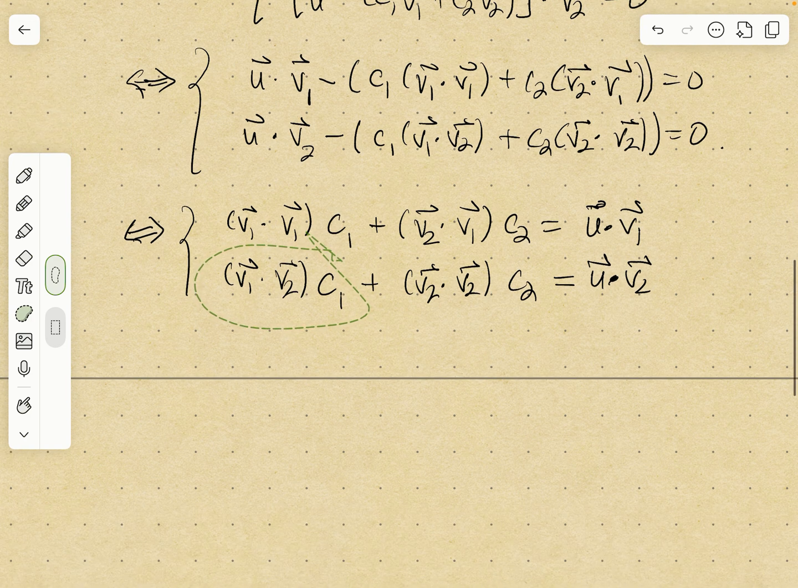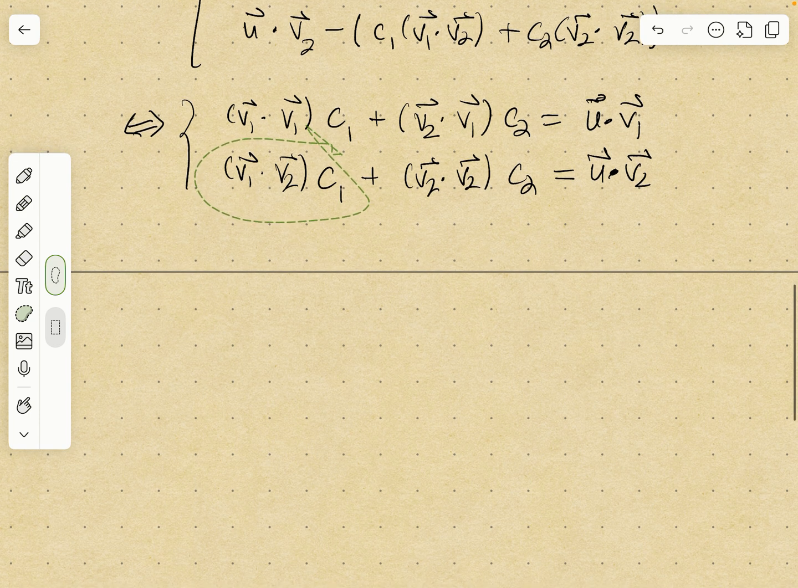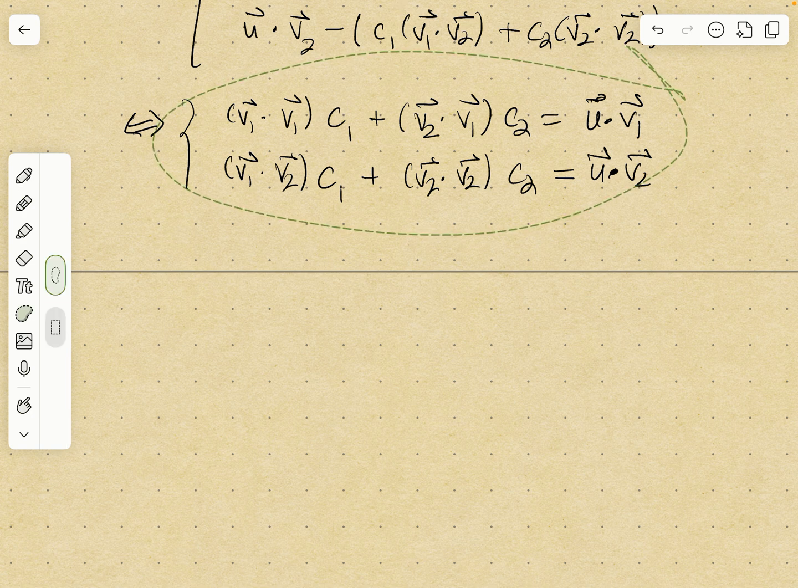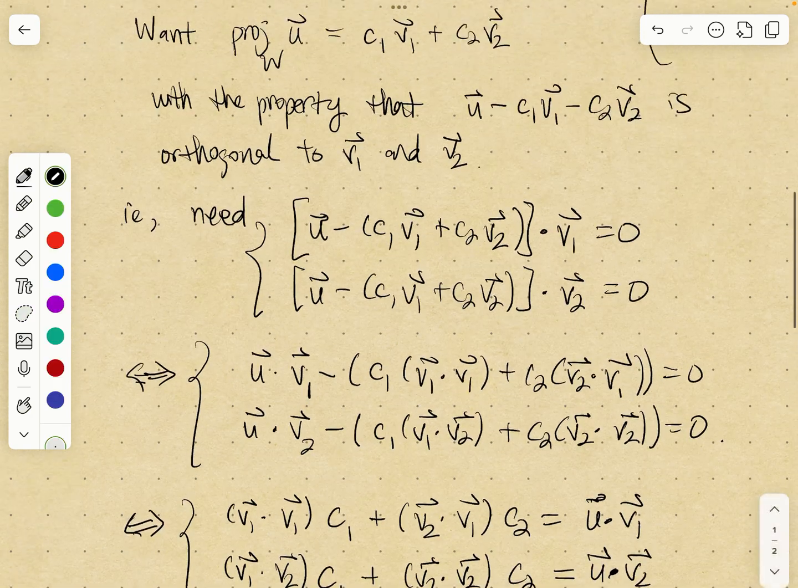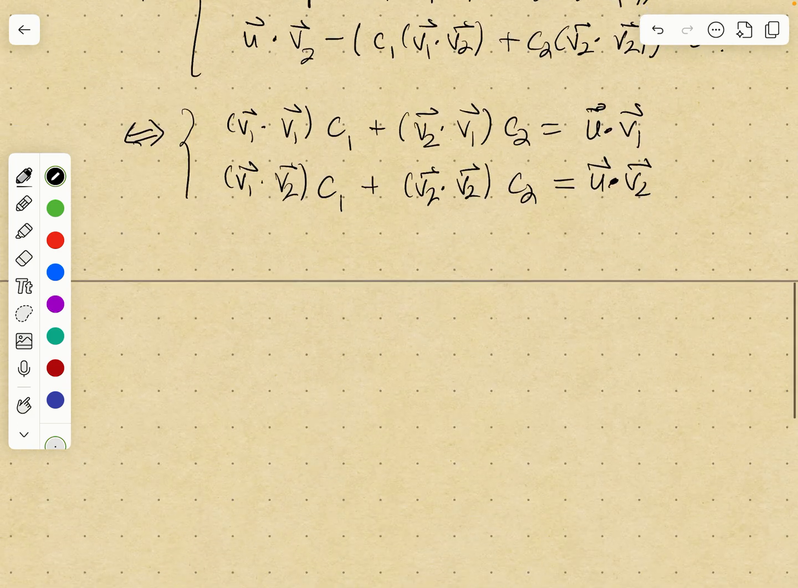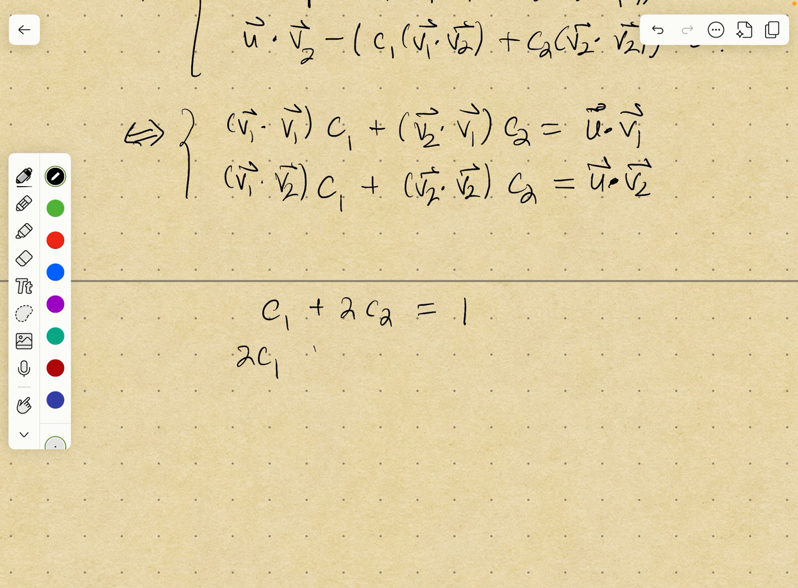Well, let's just do it out in this particular example. Yes, if you calculate this out in this example, so this is very general, right? But when we plug in these specific u and v1 and v2, the system ends up being c1 plus 2c2 equals 1, 2c1 plus 9c2 equals 9. Okay, just calculate the dot products and this is what you get.